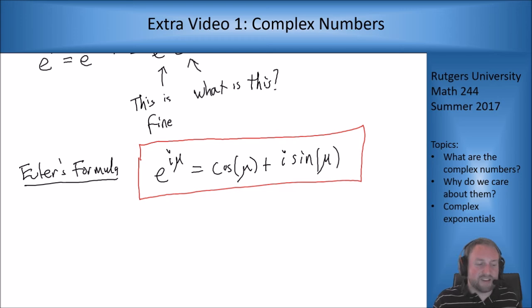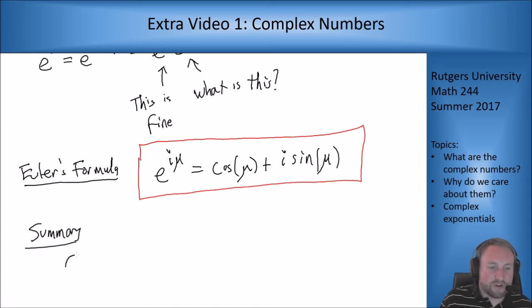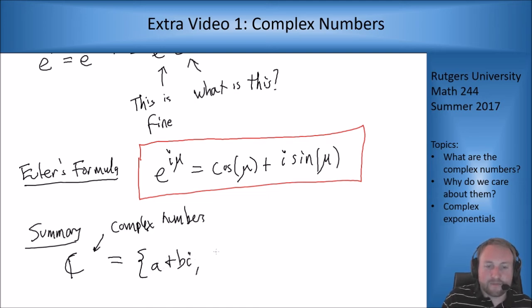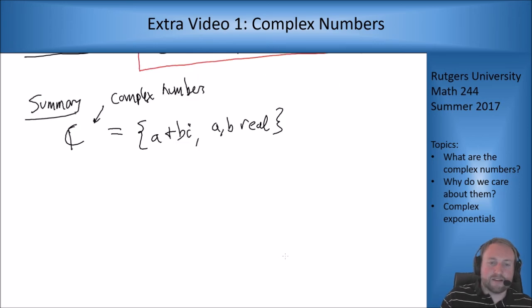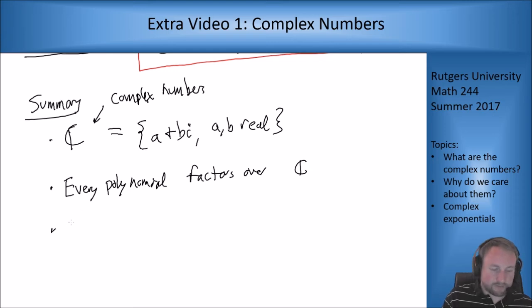So what's the summary here? I'll do a summary real quick, and then we will go into that proof. So summary: the complex numbers, which are also known as C with a line through them, is basically just a plus bi, where a and b are real. That's point 1. Point 2 is that every polynomial factors over C. And point 3, e to the i mu equals cosine of mu plus i sine of mu.